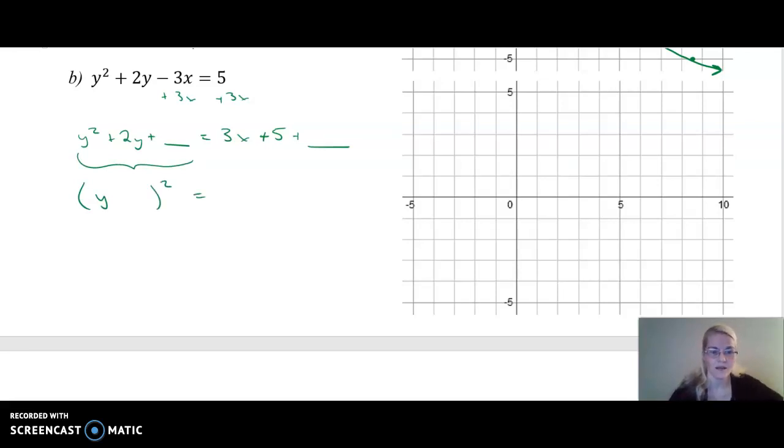So what do I need to do? Take half of b. Half of b would be 1. 1 squared is 1. So I really want this to be y plus 1, because if I have y plus 1, that's going to give me my y squared plus 2y.